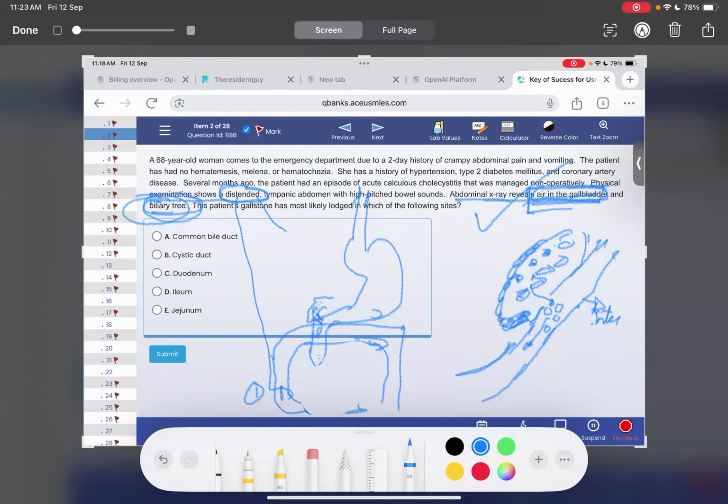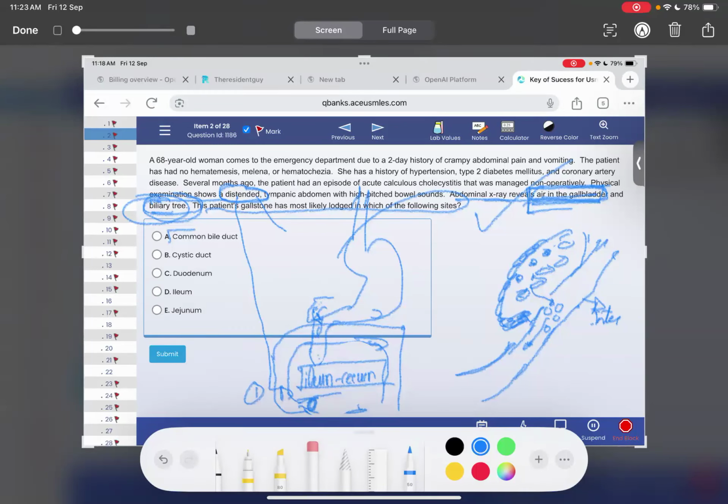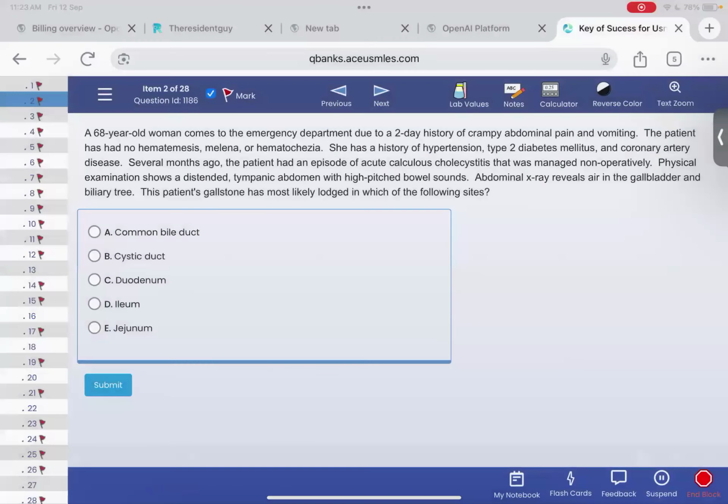Yes. Perfect. So what's your answer? What's the question? The patient's gallstone has most likely lodged in which of the following sites? So it will lodge in the ileocecal junction, the ileum and cecum junction. Am I right? Yes, sir. Perfect. The options are cystic duct, duodenum, ileum, and jejunum. So what's your answer? Anyone? Is it option B, ileum?